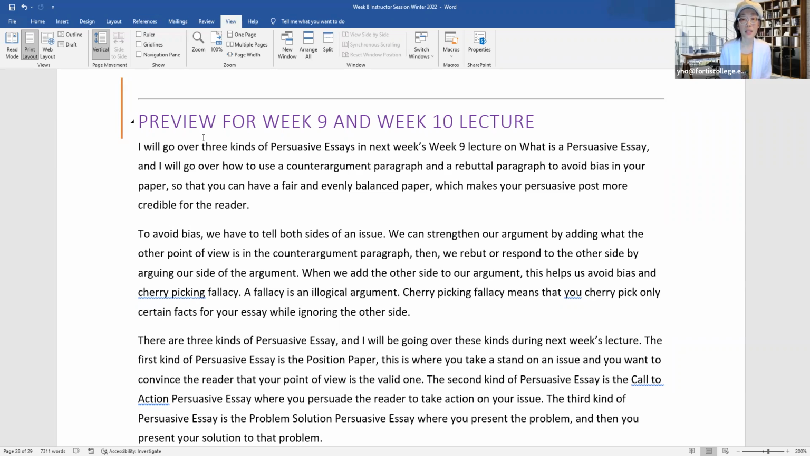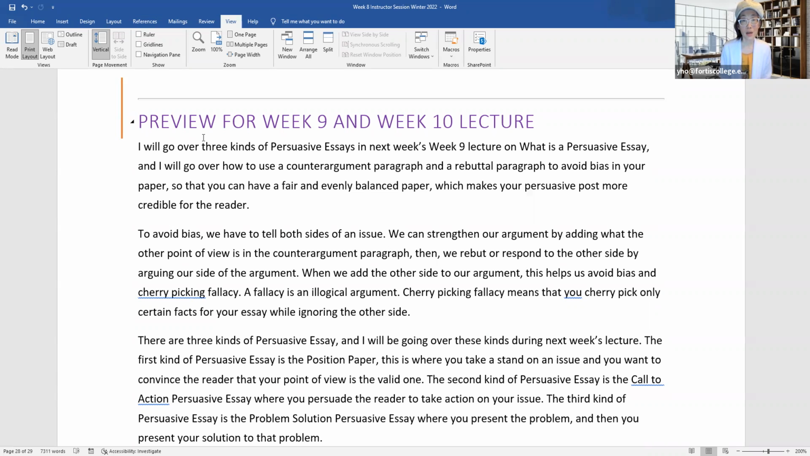When we add the other side to our argument, this helps us avoid bias and cherry-picking fallacy. A fallacy is an illogical argument. Cherry-picking fallacy means you cherry-pick only certain facts for your essay while ignoring the other side, thus creating a bias. So I'm going to go over what is bias, what is a fallacy, and what is cherry-picking in next week's lecture. And then I'm going to go over 3 kinds of persuasive essays for next week's lecture.